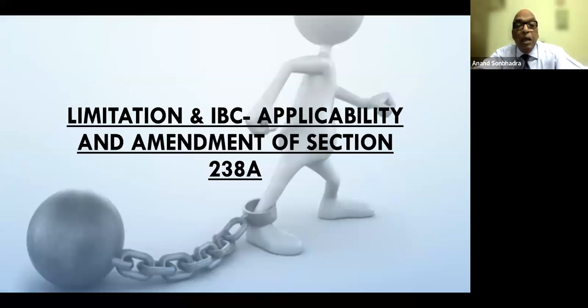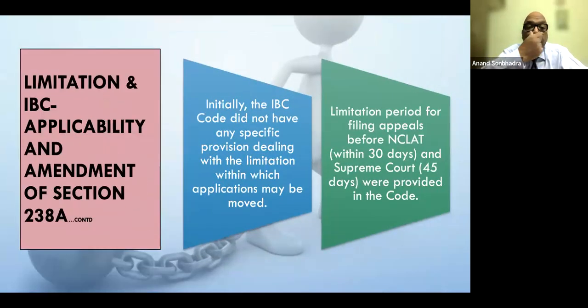Now let's see and discuss application of limitation and the IBC. To begin with, we will also look at the insertion of Section 238A and how it plays out. So initially, the IBC code did not have any specific provision dealing with the limitation within which an application may be moved, except the limitation period for filing appeals before NCLAT, which was within 30 days, and the Supreme Court within 45 days, which were provided in the code.